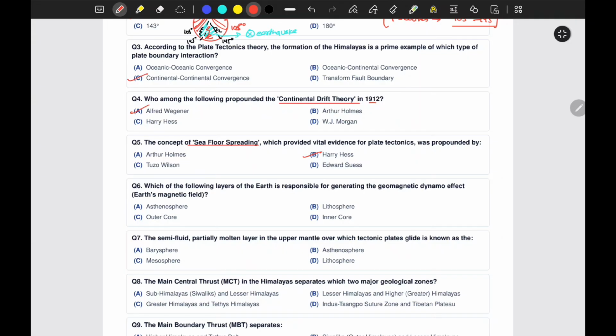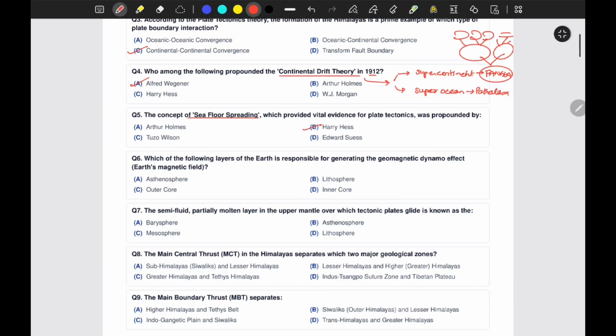So what does continental drift theory say? It says that earlier there used to be a supercontinent which was known as Pangaea, and there used to be a super ocean which is known as Panthalassa. Later this Pangaea broke up into two pieces. One was Laurasia and one was Gondwanaland. Similarly, the continents that we have today are a result of breakdown of these land masses. The seafloor spreading theory, we have done it.